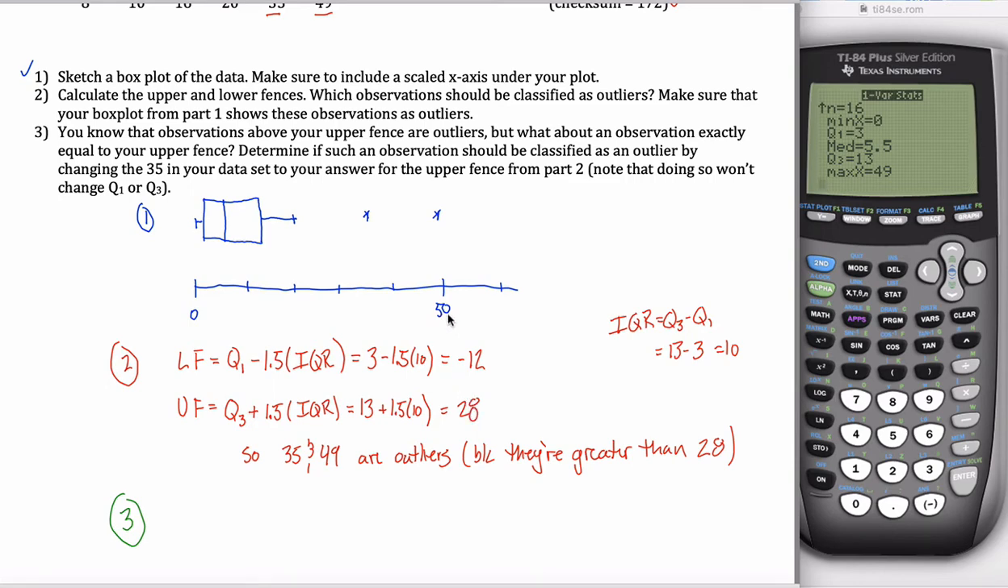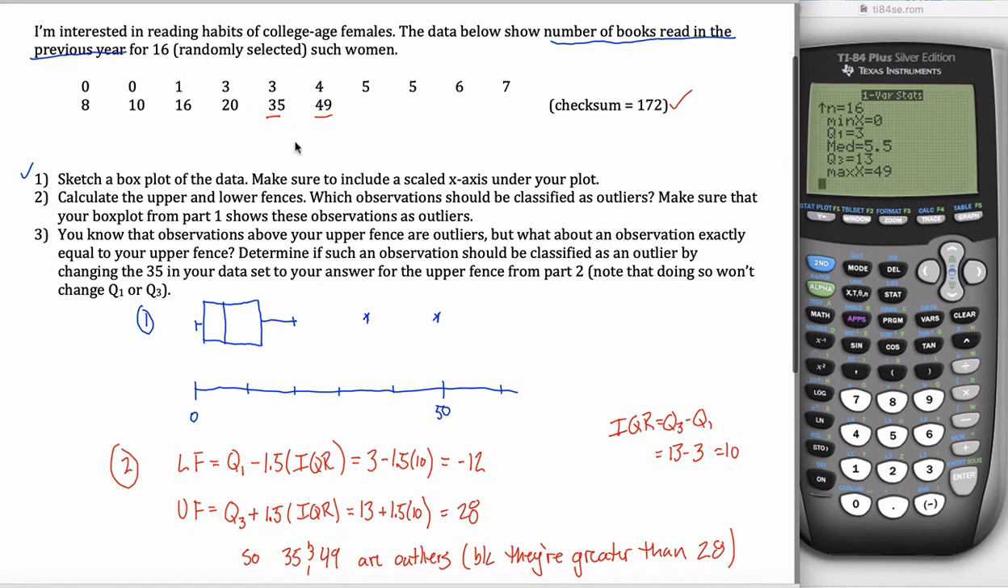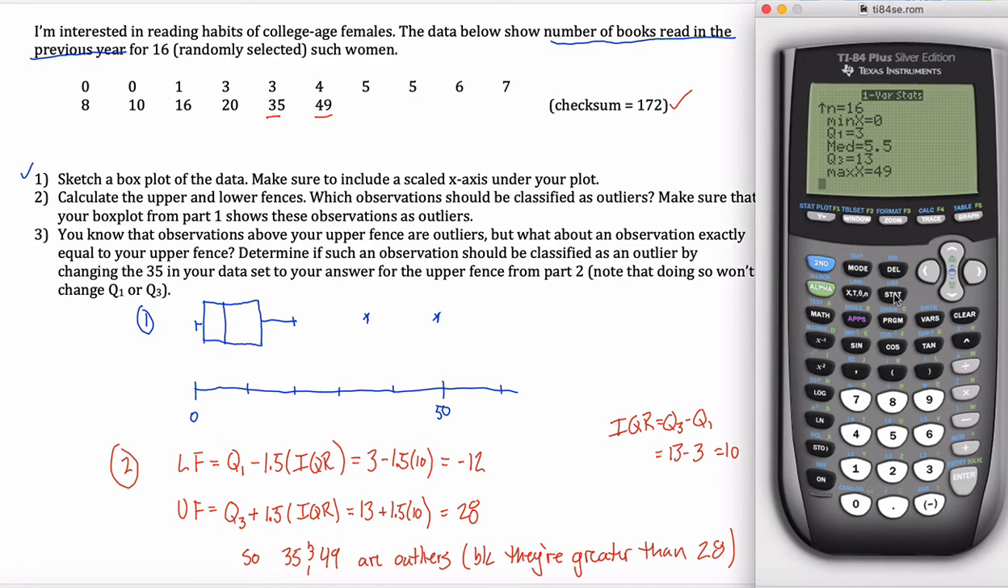Well, why don't we figure it out then? Let's let the calculator figure it out. What if I took this 35 right here and changed it to a 28? So I went back into my data, hit stat, and then went under edit, and found the 35 in the list, the second to last observation here, and just overwrote it, changed it to a 28. And as I wrote in here, that's not going to change my first or third quartile. Those are still going to be 13 and 3 respectively. So it won't mess up my interquartile range, and it won't change my upper fence or my lower fence. So those still remain the same.